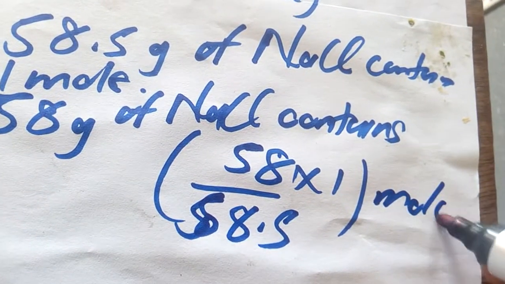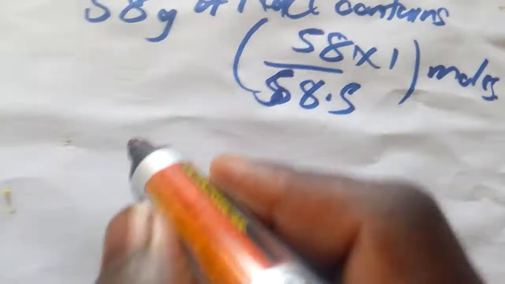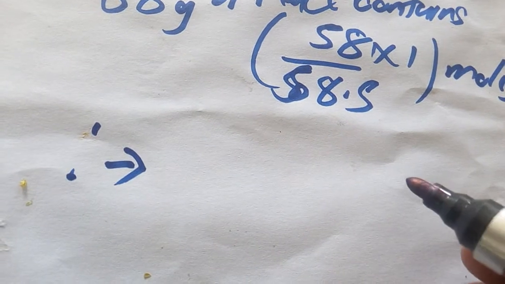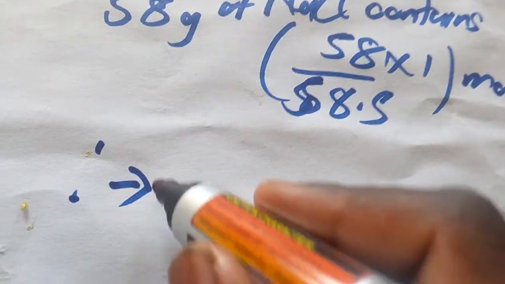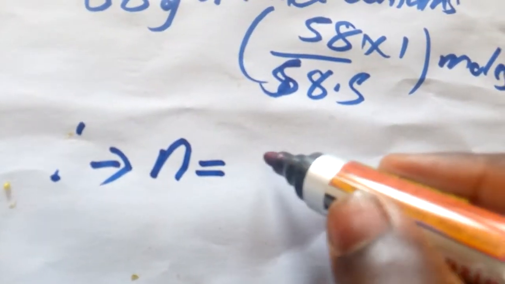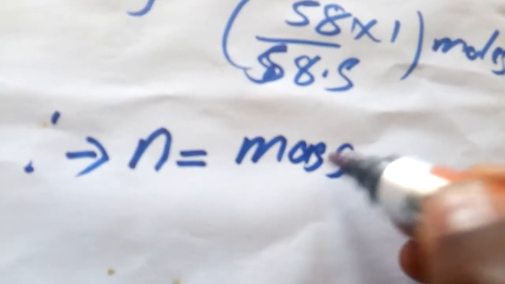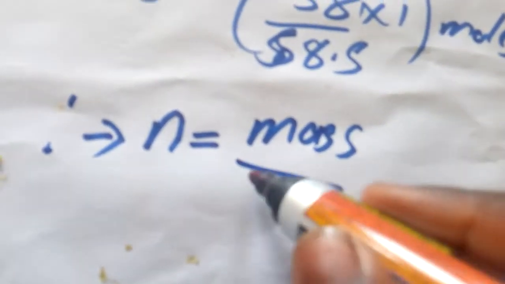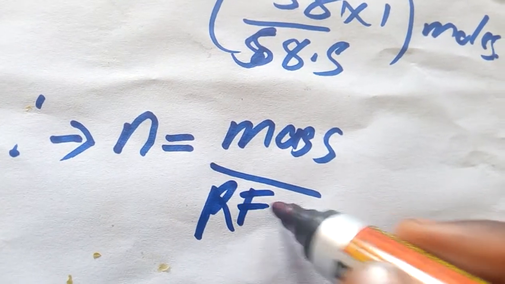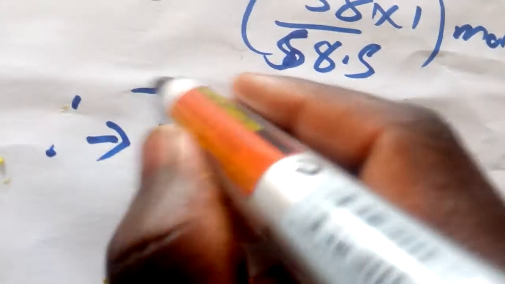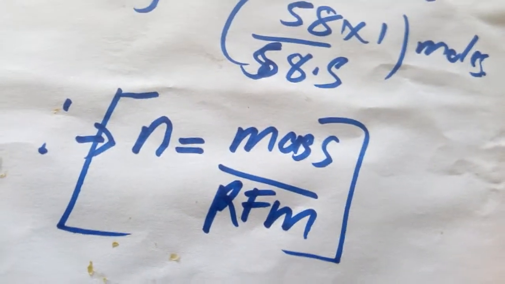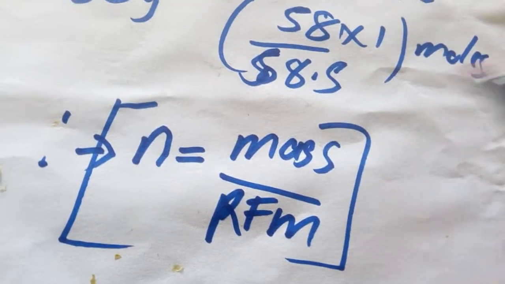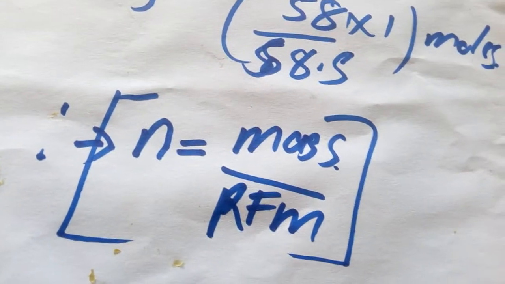So our formula for finding the number of moles given masses is: the number of moles is equal to the mass given, the mass of a given compound, out of the relative formula mass. So we have derived the formula. Number of moles equals the given mass out of the relative formula mass. Remember, this is the mass in 1 mole, and this is the mass which is given.